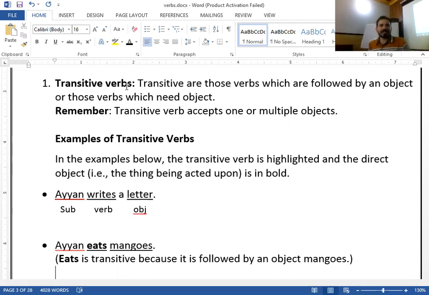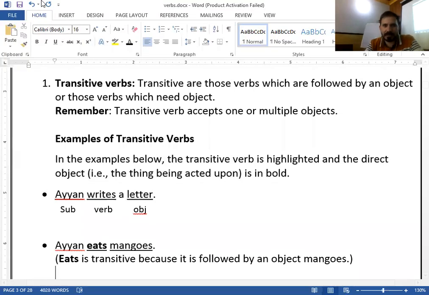Whenever a verb takes an object, that is called what? We call it a transitive verb. Clear? How does the object come?